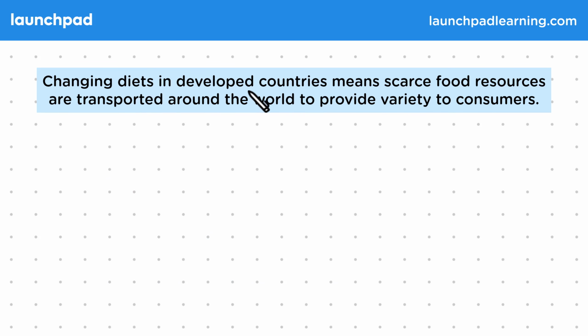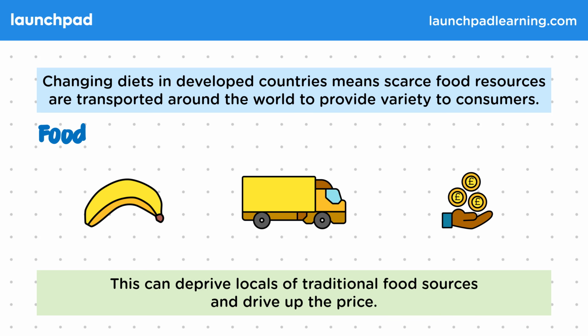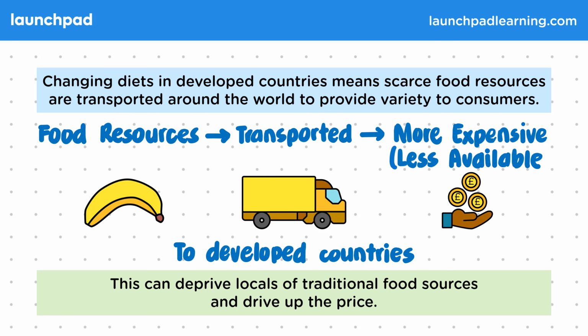Changing diets in developed countries means scarce food resources are transported around the world to provide variety to consumers. This can deprive locals of traditional food sources and drive up the price. So how exactly does this happen? Well, as a greater variety of food resources are transported around the world, for example, to more developed countries, this leads to there being less food available to locals, and therefore traditional food sources become more expensive. What other impact is there from food being transported around the world?